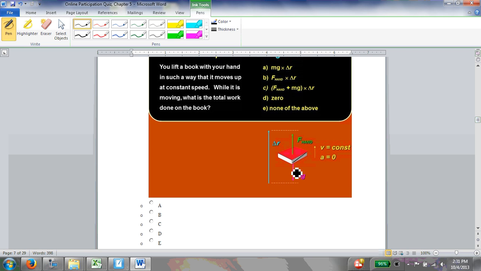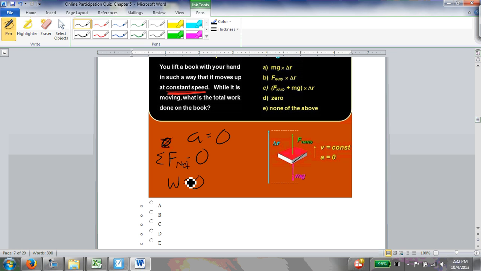You lift a book with your hand and move it in such a way that it moves up at constant speed. While it is moving, what is the total work done on the book? Well, the key here is that it's moving at a constant speed. And if it's moving at a constant speed, that means that the acceleration equals 0. That means that the net force, the sum of all the forces, equals 0. And if that's the case, then the total work equals 0.